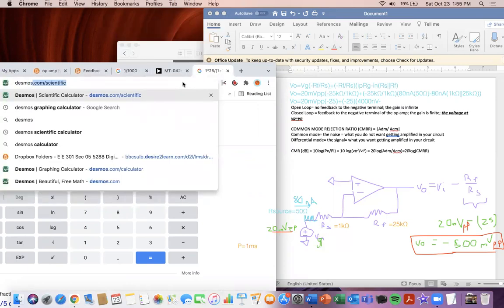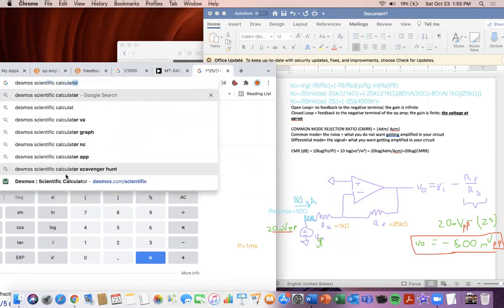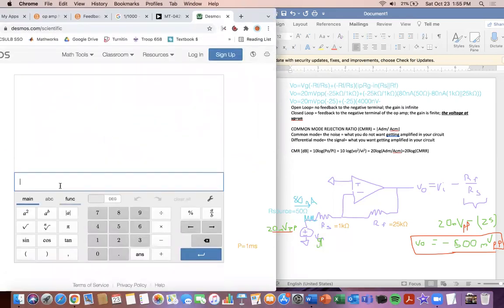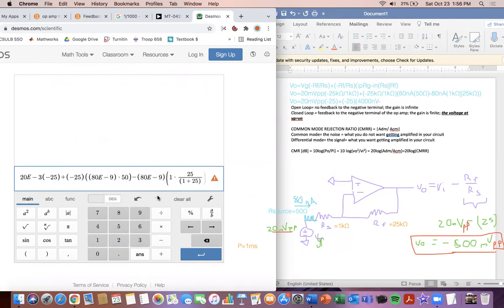I get 0.9615. Oh, let me just use Desmos's scientific calculator. This is a really good one if you need a calculator during exams. So 20e-3 for millivolts peak to peak times negative 25, and then plus negative 25, and then times 80 nanoamps, so 80e-9, and then times 50. And then minus 80e-9, and then multiplied by 1K parallel with 25K, so that'd be 1 times 25 divided by 1 plus 25 here.